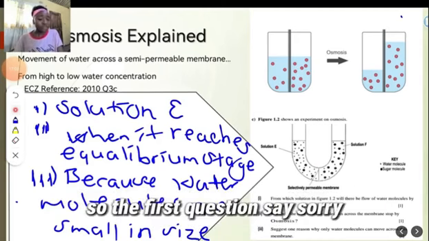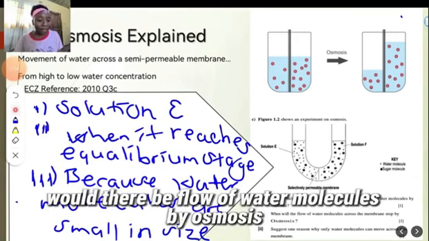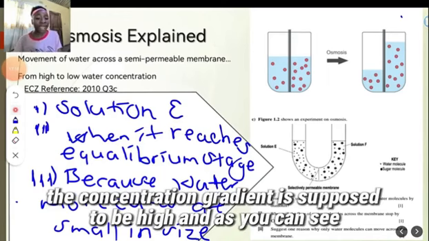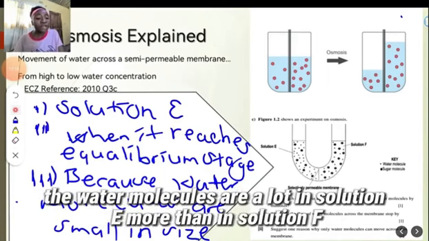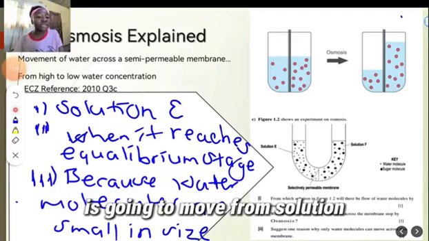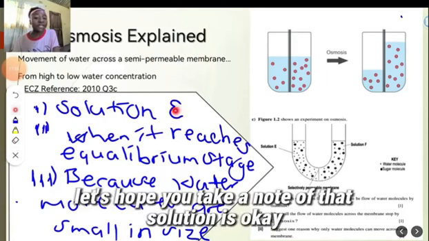Okay. So the first question says, from which solution in figure 1.2 would there be flow of water molecules by osmosis? So the first thing we're going to look at is the concentration gradient. The concentration gradient is supposed to be high, and as you can see, the water molecules are a lot in solution E, more than in solution F, meaning the flow of water molecules by osmosis is going to move from solution E to solution F. Henceforth, the answer is solution E, okay? Let's hope you take a note of that, solution E.